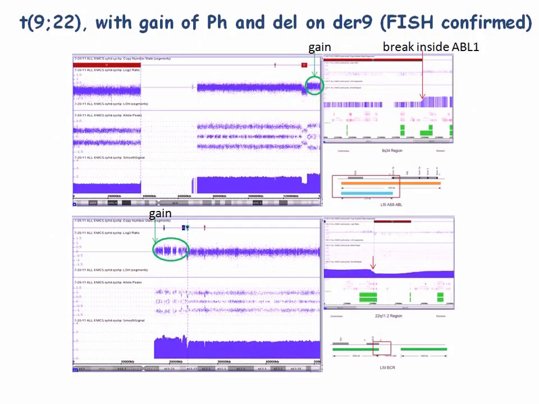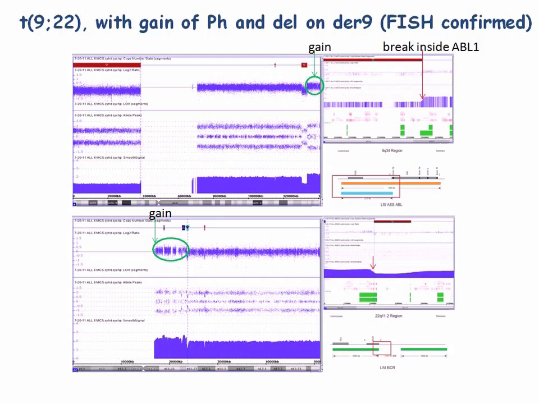And then, of course, we see this again and again that in oncology, sometimes we do have truly balanced translocations, and other times they're not truly balanced. And so, again, looking at the flanking regions of your CNVs can help. So this is an example of a translocation 9;22 with a gain of the Philadelphia chromosome and a deletion of the ASS region. We know that these both occur in a subset of cases with the 9;22, and this is what it looked like on an array.